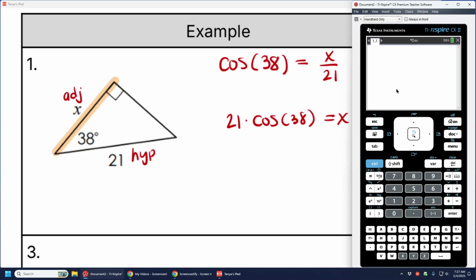Okay, now that I have this set up, I'm going to type in this expression, 21 times, there's a button right here that says trig right next to the 7. Click the one that we need, cosine 38. Okay, so I get this right here. We're going to round to the nearest tenth, so I'm going to say x equals 16.5.